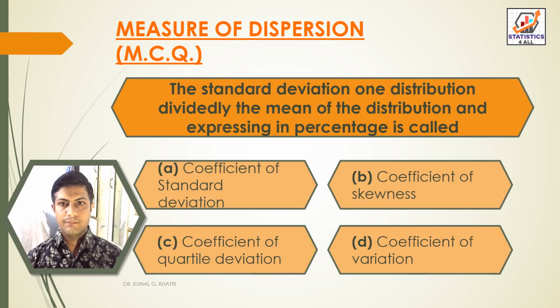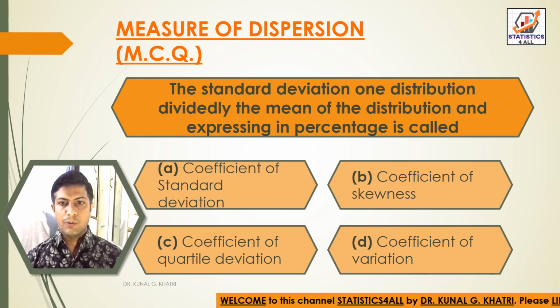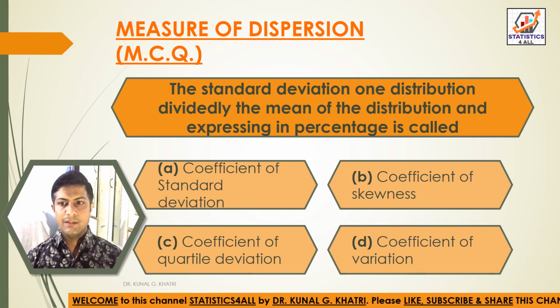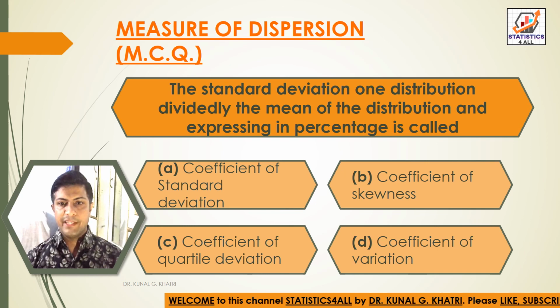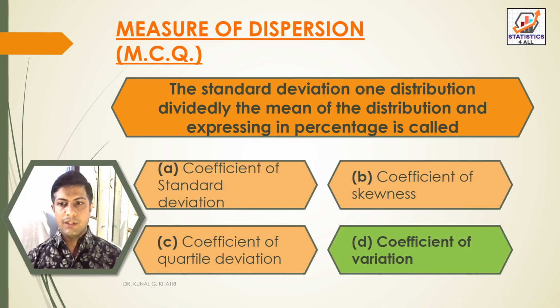Next question. The standard deviation of a distribution divided by the mean of the distribution and expressed in percentage is called option A coefficient of standard deviation, option B coefficient of skewness, option C coefficient of quartile deviation, option D coefficient of variation. So here we have answer option D coefficient of variation. The standard deviation of a distribution divided by the mean of the distribution and expressed in percentage is called coefficient of variation.